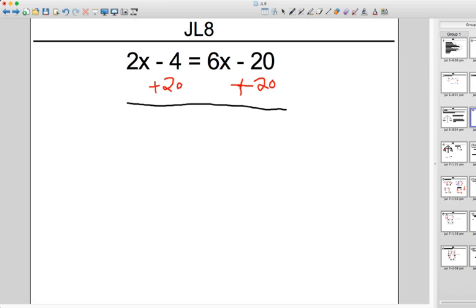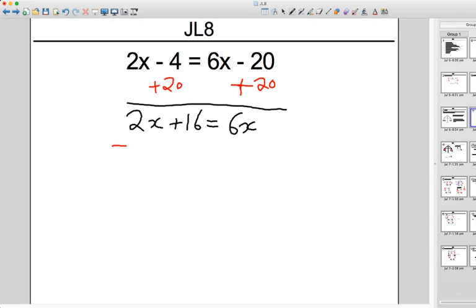Let's have a look what this is going to give us. 2x minus 4 plus 20 will be plus 16 equals 6x. Now, the 6x is on its own on the right hand side. I'm going to leave that 6x alone. What I need to deal with is the 2x.